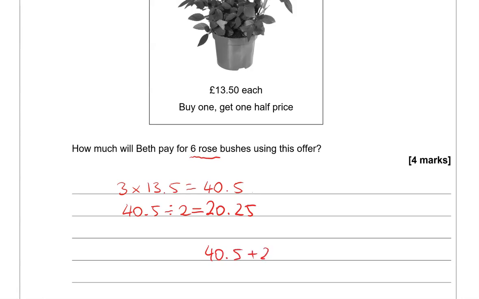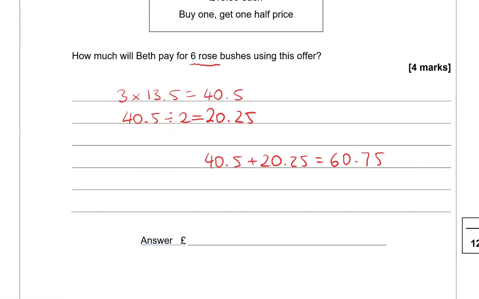So adding the two amounts together, 40.5 add 20.25 gives us 60.75. So that is £60.75.